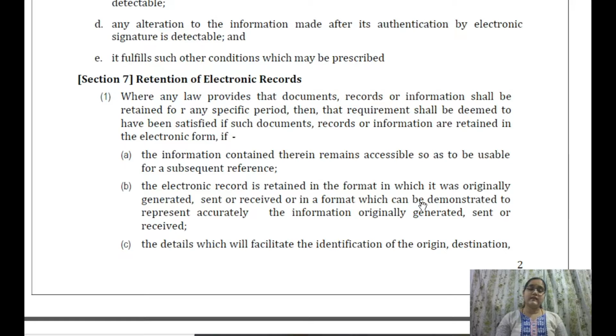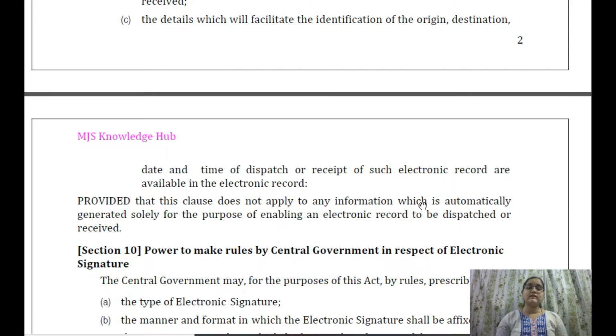Then the details which will facilitate identification of the origin, destination, date and time of dispatch or receipt of the electronic record, as available in the electronic record. So the details of origin, dispatch, from where it is originating to where it was dispatched, when it was received, etc. must be available for the electronic record. Provided that this clause does not apply to information which is automatically generated solely for the purpose of enabling the electronic record to be dispatched or received. Means if there are any automatically generated emails, this won't come under that.